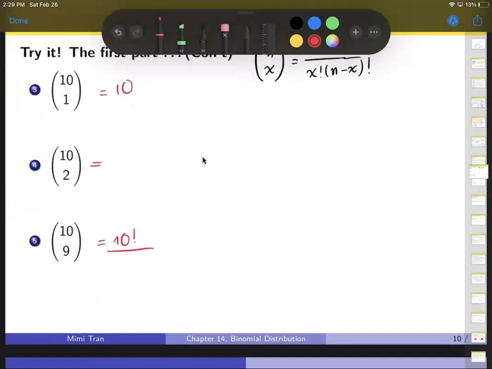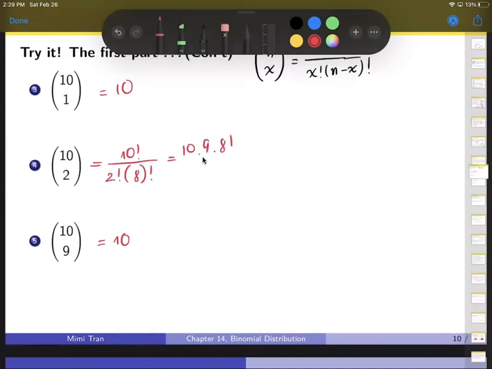You don't have to show me all the math. Oh, I don't need this one. No, I'm not doing this one. I'm doing the 10 choose 2. So 10 factorial divided by x is 2, so 2 factorial, times 10 minus x. 10 minus 2 is 8 factorial. I don't even need the parenthesis there. Okay, so 10 factorial over 8 factorial, I can rewrite it as what? 10 times 9 times 8 times 7 times 6.